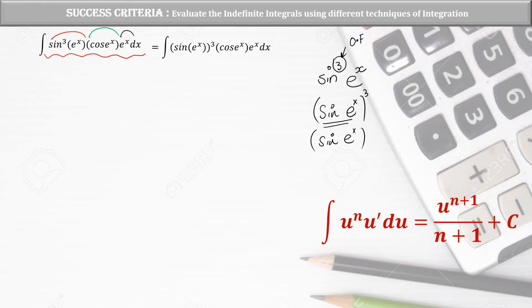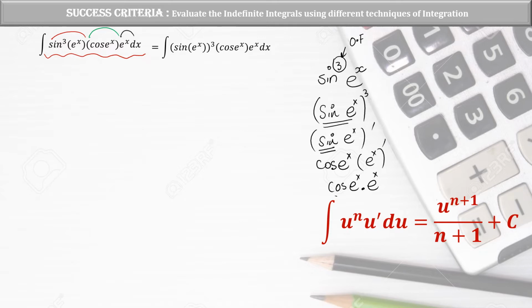Now how can we take the derivative of the inner function? Applying the chain rule, the derivative of sine is cosine. We write the angle one time as it is, and then we take the derivative of e to the power x, the angle itself, inner and outer function. So the derivative of e power x is e power x, and here cosine e to the power x is written.